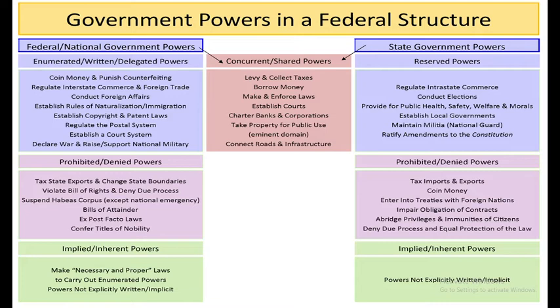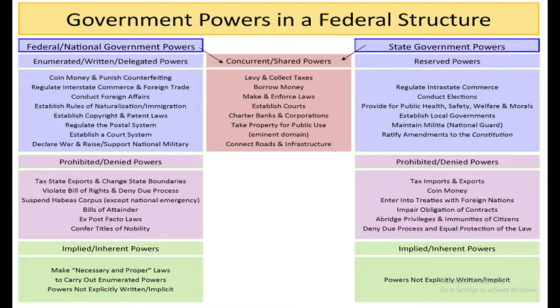And in the right column, we have those powers which are under state government. At the top of the table, we see reserved powers, which means those powers which are exclusively for the state. And in the middle, we see prohibited or denied powers. These powers are not to be taken up by the state. Rather, these are reserved for the center or for the federal government.